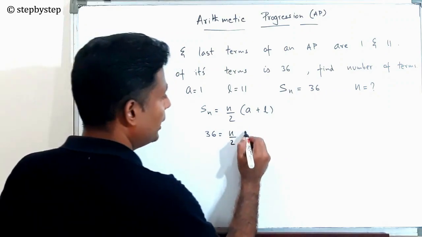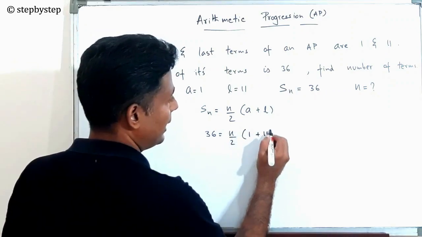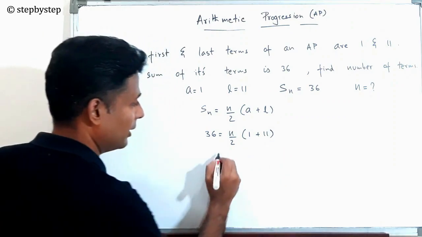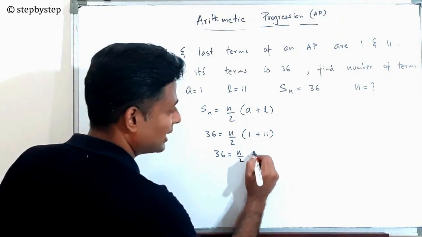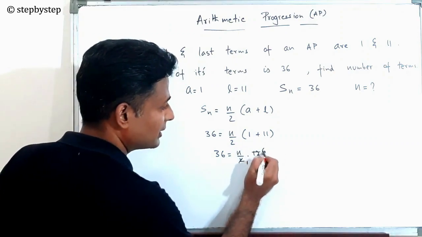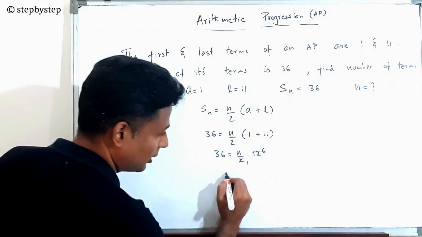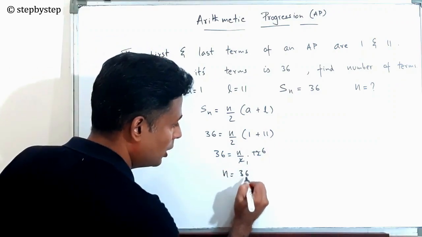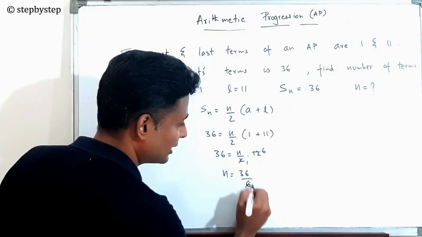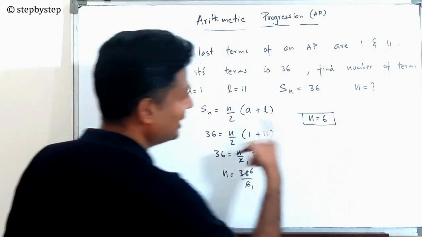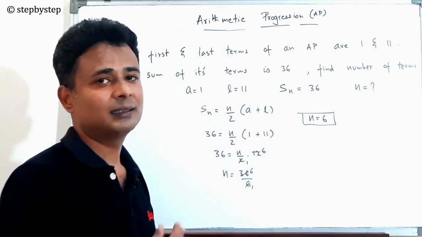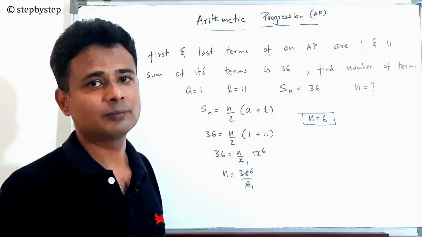So n by 2 into (A plus L), that is 1 plus 11. So I get 36 equal to n by 2 into (1 plus 11), 12. 2 ones are 6. I transpose this 6 on the other side, I'll get n equal to 36 by 6. So n is equal to 6, which means how many terms are there? 6 terms in the AP.